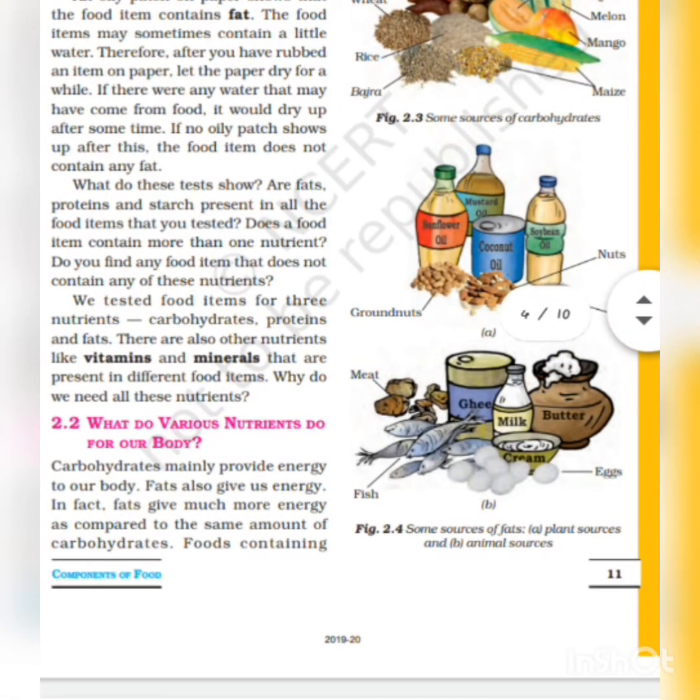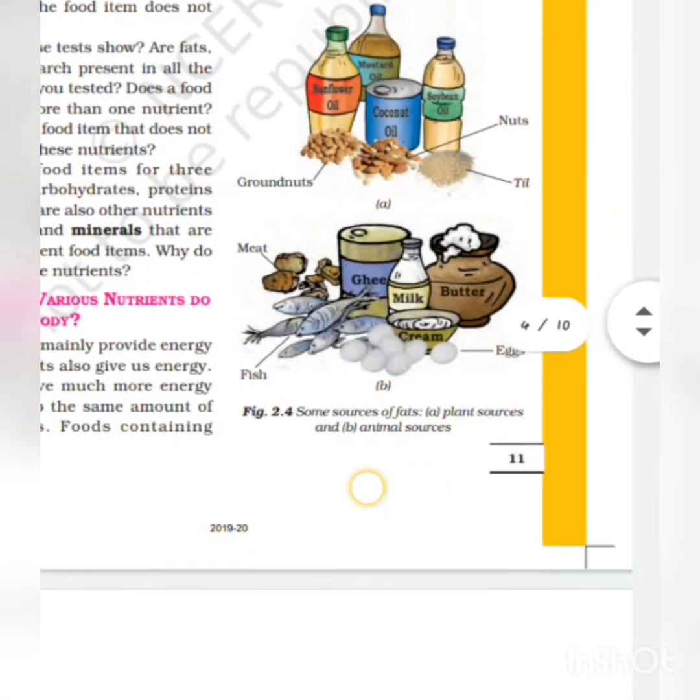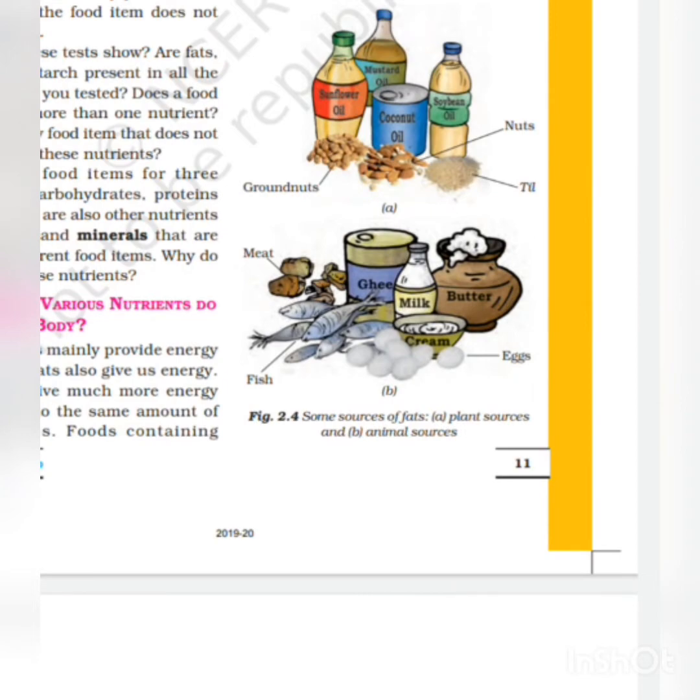plant sources and animal sources. The foods from plant sources which contain fat are nuts, groundnuts, sunflower oil, soybean oil, mustard oil. And for animal products there is fish, egg, ghee, butter, milk, cream.